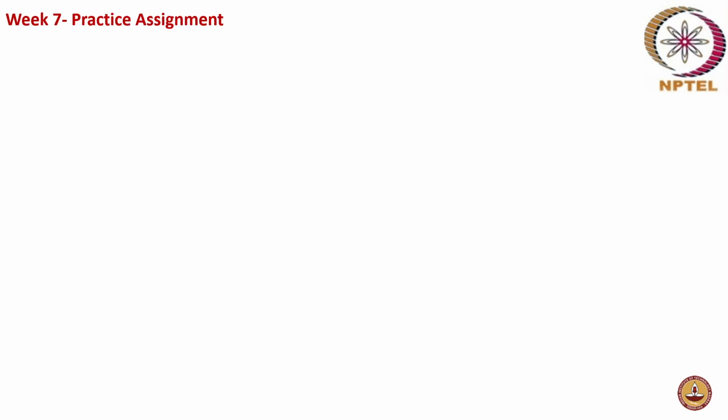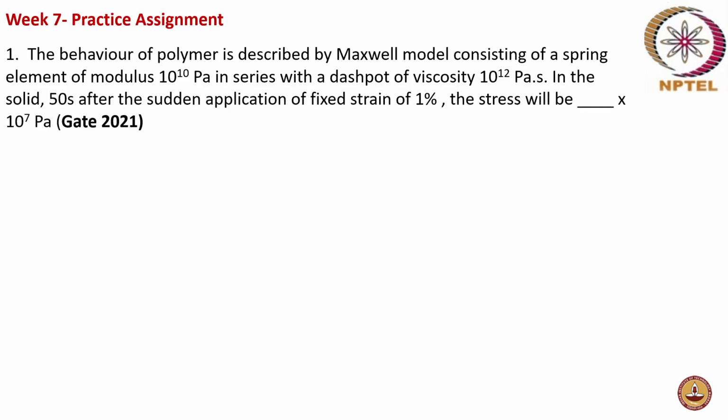Now, let's get on to the practice assignment session. First question. The behavior of a polymer is described by a Maxwell model consisting of a spring element of modulus 10 power 10 Pascal in series with a dashpot of viscosity 10 power 12 Pascal seconds. In the solid, 50 seconds after the sudden application of a fixed strain of 1%, the stress will be dash into 10 power 7 Pascal. So, this is a GATE 2021 question.